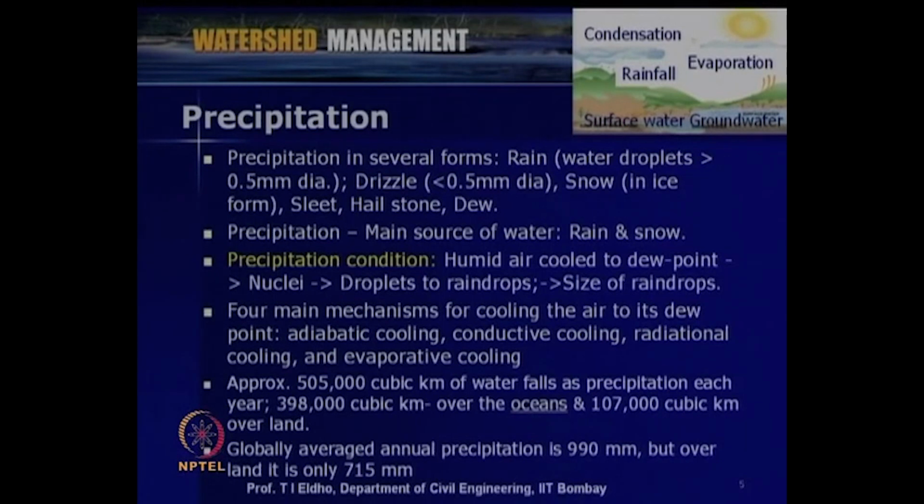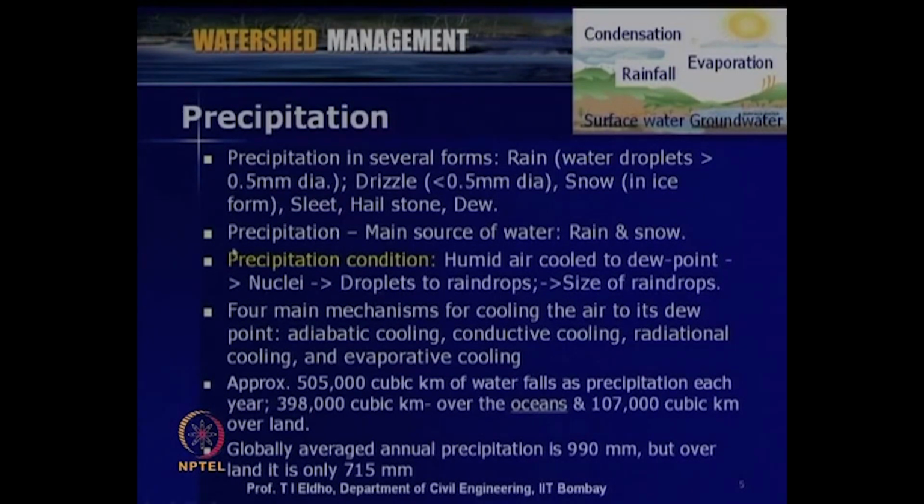Precipitation happens only during some specific conditions, like humid air cooled to dew point and formation of nuclei, and then the droplets form into raindrops. Only when the raindrops reach a certain size does precipitation happen. So, the process is always taking place, but we do not get rainfall all the time. Certain specific conditions should take place at specified locations within the atmosphere so that we have rainfall.